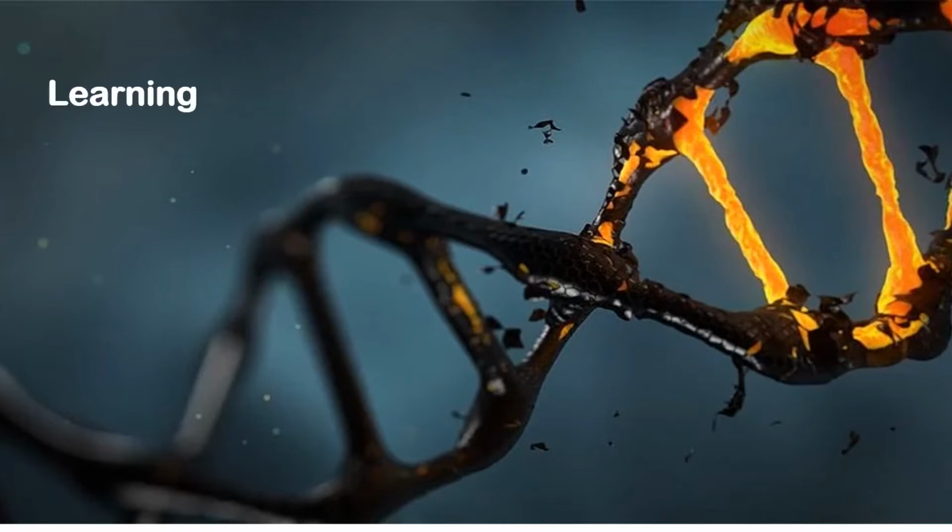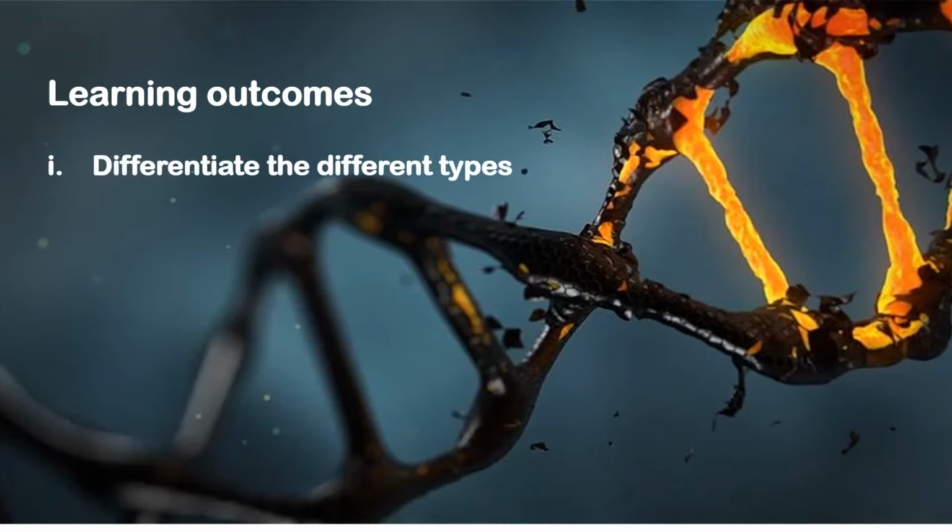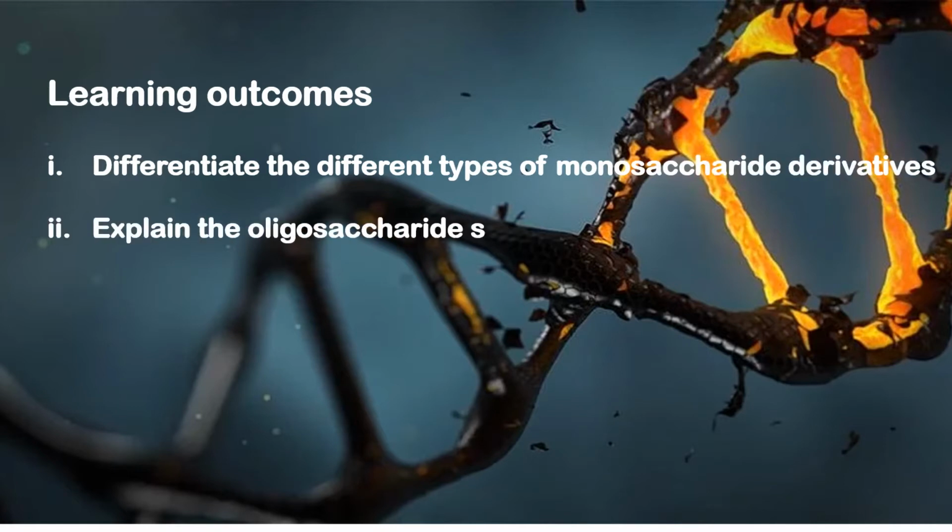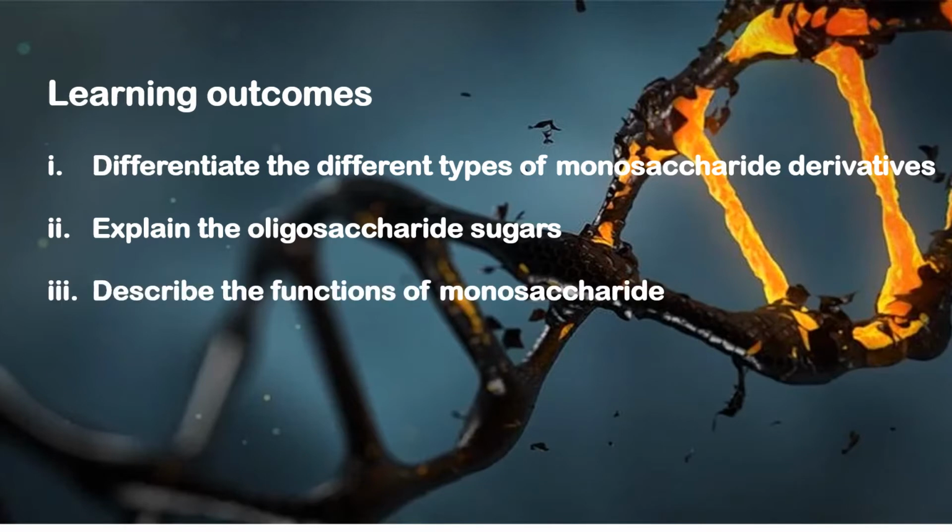Learning outcomes for this topic are, at the end of the video, you should be able to: 1. Differentiate the different types of monosaccharide derivatives. 2. Explain the oligosaccharide sugars, and lastly, describe the function of these two compounds.